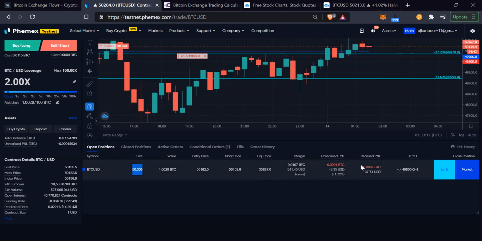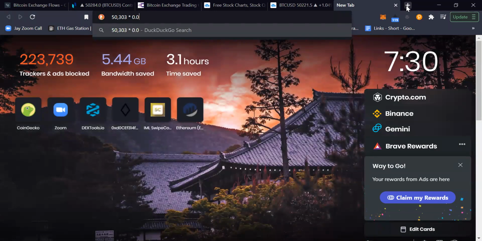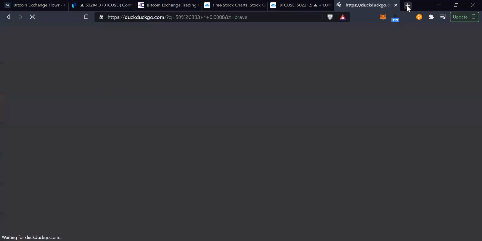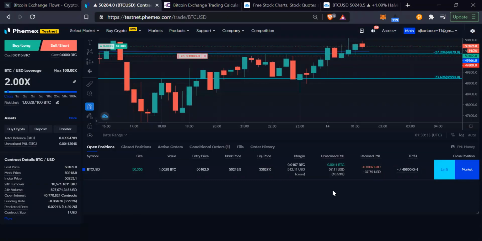I already know that this is going to be roughly, I think, let's do this, multiplied by 0.0008. So I'm actually going to be getting paid 40 bucks. So the fee to open a transaction is 0.075%. This is 0.84. And this gets paid out every 8 hours.